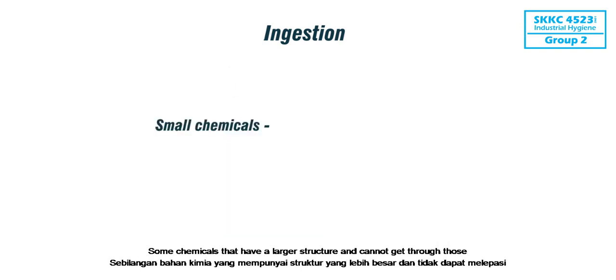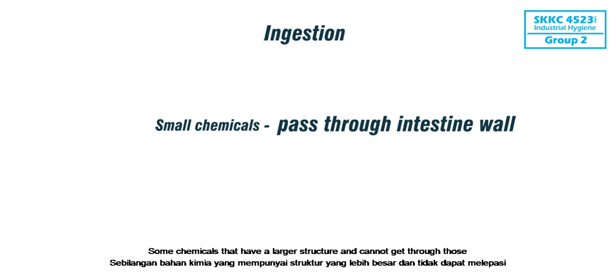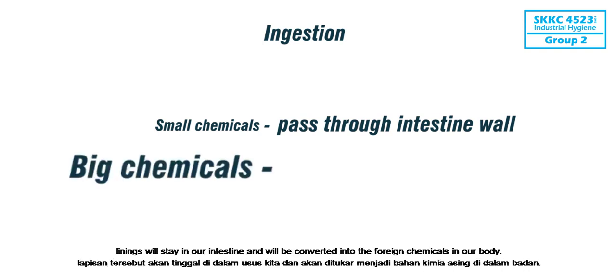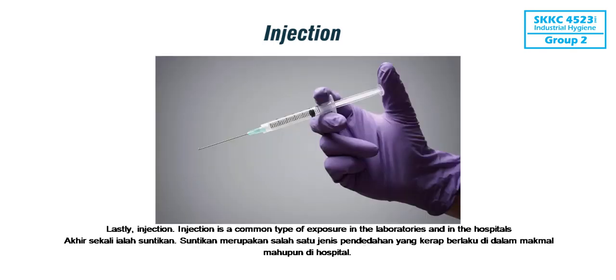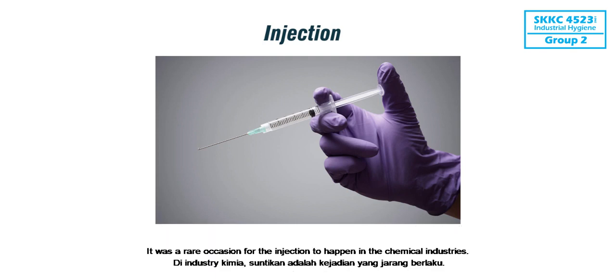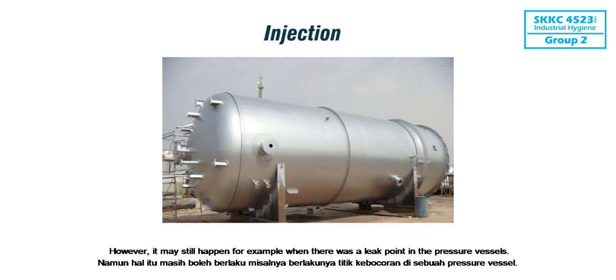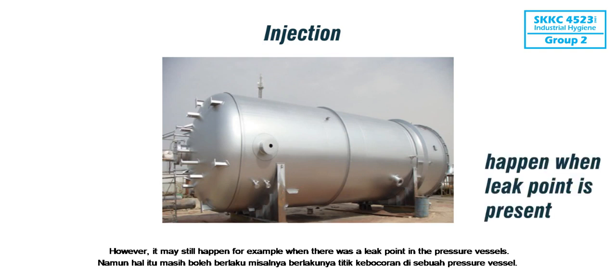Some chemicals that have a larger structure and cannot get through those linings will stay in our intestine and will be converted into foreign chemicals in our body. Lastly, injection. Injection is a common type of exposure in the laboratories and in the hospitals. It is a rare occasion for injection to happen in the chemical industries. However, it may still happen, for example, when there is a leak point in the pressure vessels.